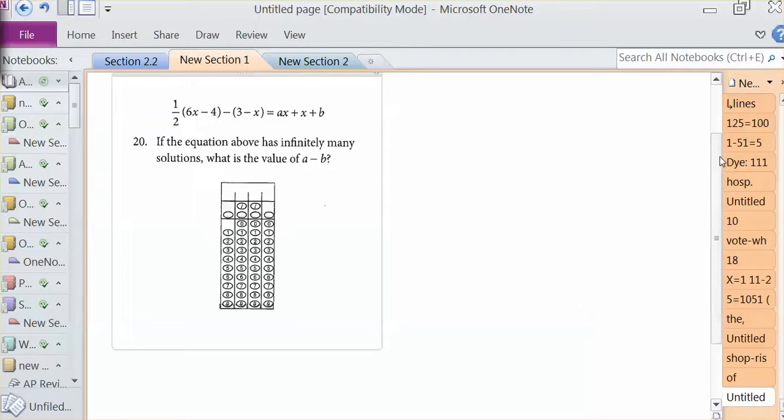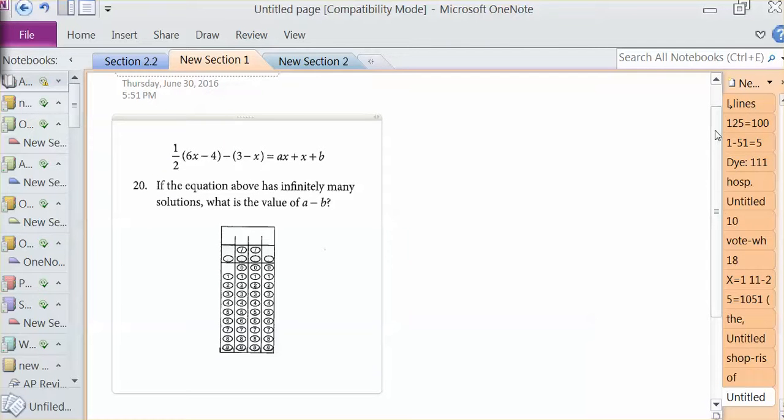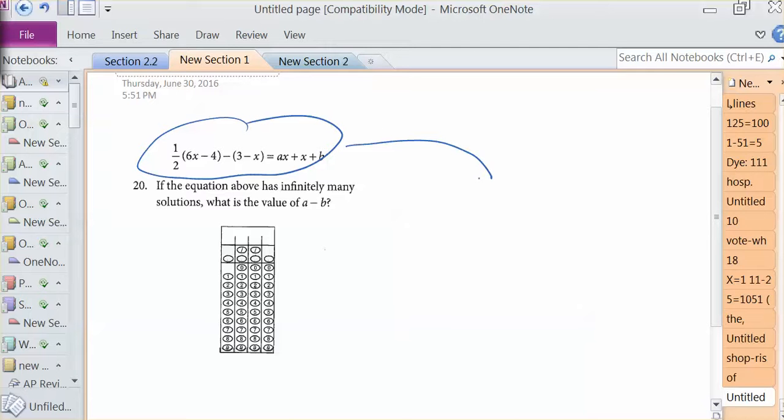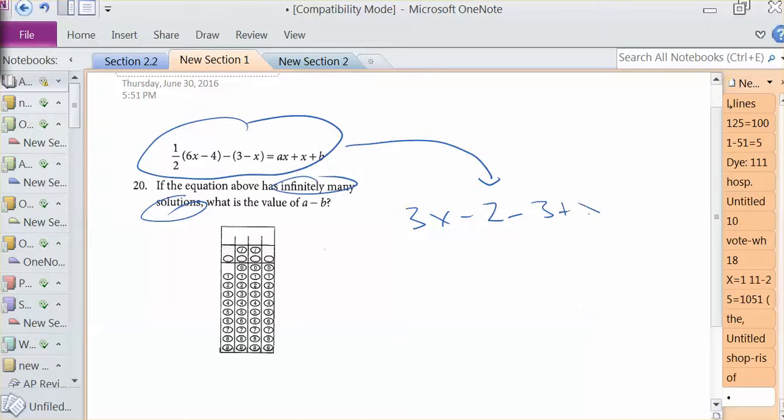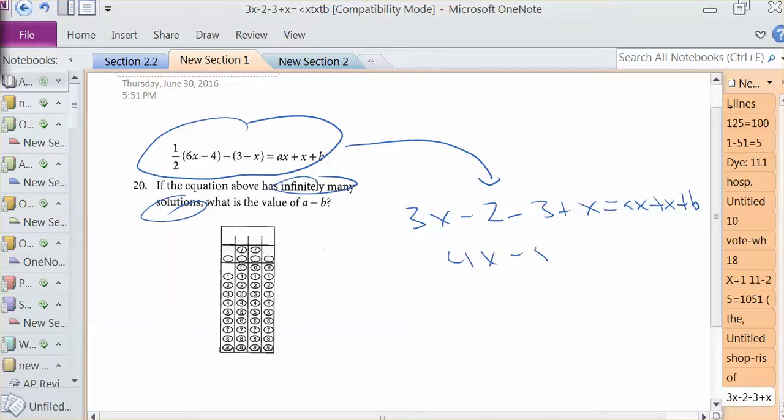Okay, lastly, number 20. So I'd like to know about A minus B. So we have an equation here. Typically what you want to do is try to clean it up. And also, they say it has infinitely many solutions. We'll come back to that in a little bit. But if I clean this up, you get 3x minus 2 because I'm distributing the 1/2. And if I do the minus, I get this. If I clean up the left side even more, 4x minus 5 equals ax plus x plus b. If I move the x over to the other side, I wind up getting this.